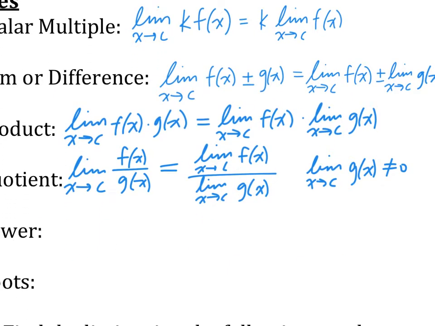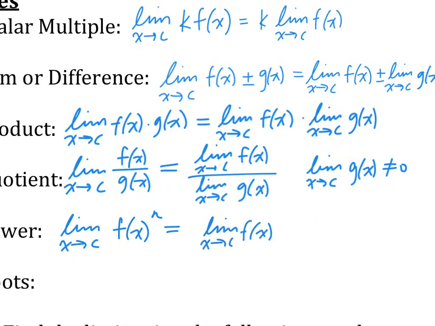Okay, power is the same thing. So if you have the limit as x goes to c of f of x, and let's say that this function is raised to the nth power, and sometimes when it's raised to some kind of power, it makes us a little bit anxious, like I'm not sure how to solve this. So what you can do is take that power out and then find the limit of f of x by itself, and then raise the whole thing to that power later.